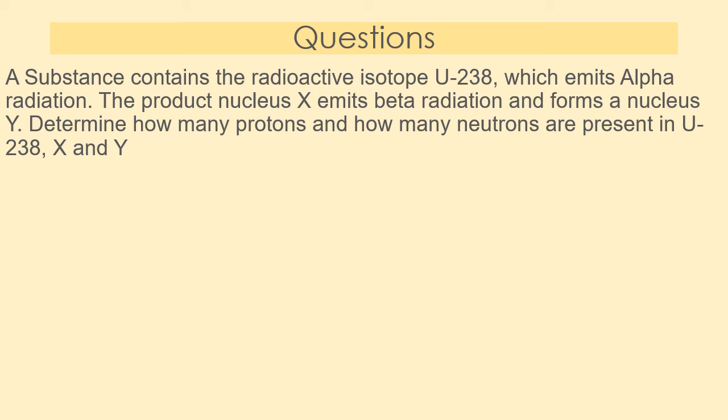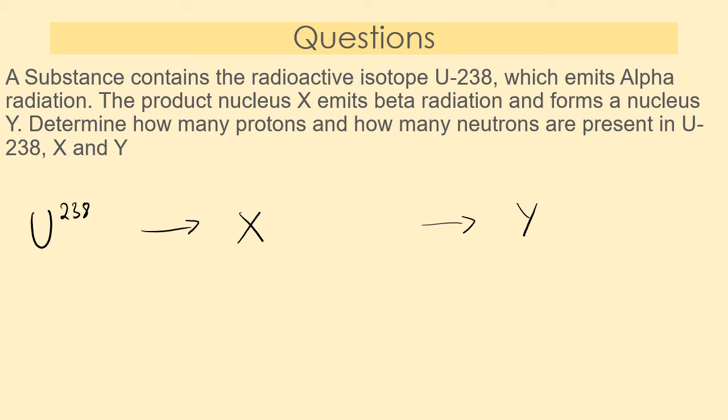So the substance contains the radioactive substance uranium 238, which emits alpha radiation. The product nucleus X emits beta radiation and forms nucleus Y. So I've gone from uranium 238 to X, which I don't know what this is, to Y, which I don't know what this is. I need to work out how many neutrons and protons are present in each one.